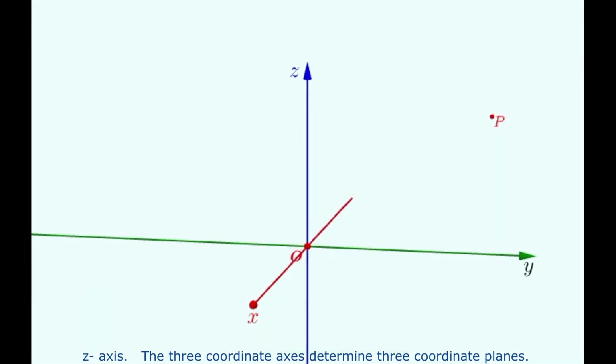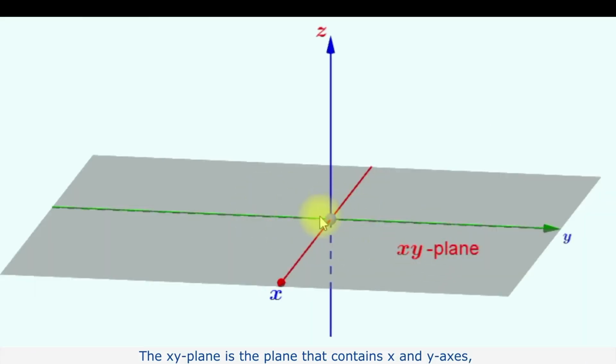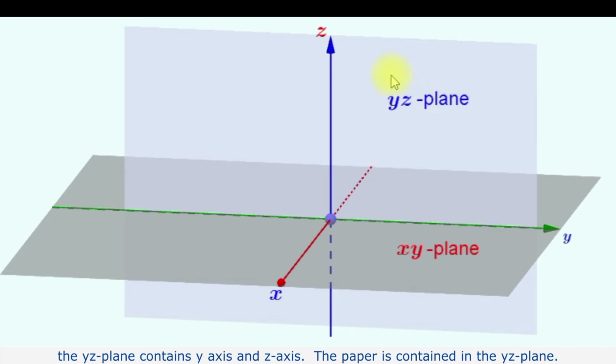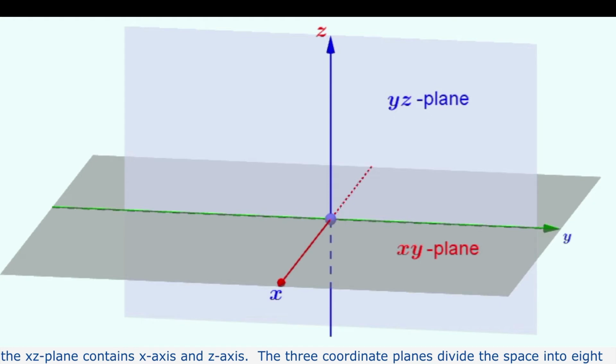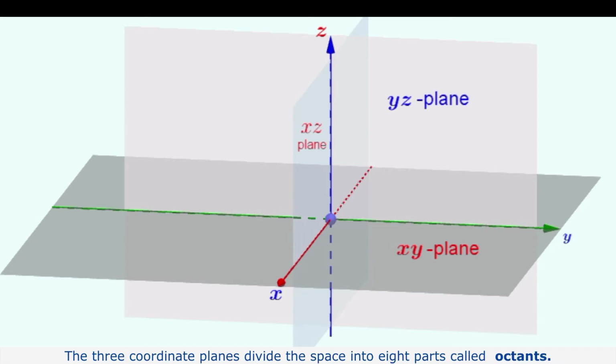The three coordinate axes determine three coordinate planes. The xy plane is the plane that contains the x-axis and y-axis. The yz plane contains the y-axis and the z-axis. The paper is contained in this yz plane. The xz plane contains the x-axis and z-axis. The three coordinate planes divide the space into 8 parts called octants.